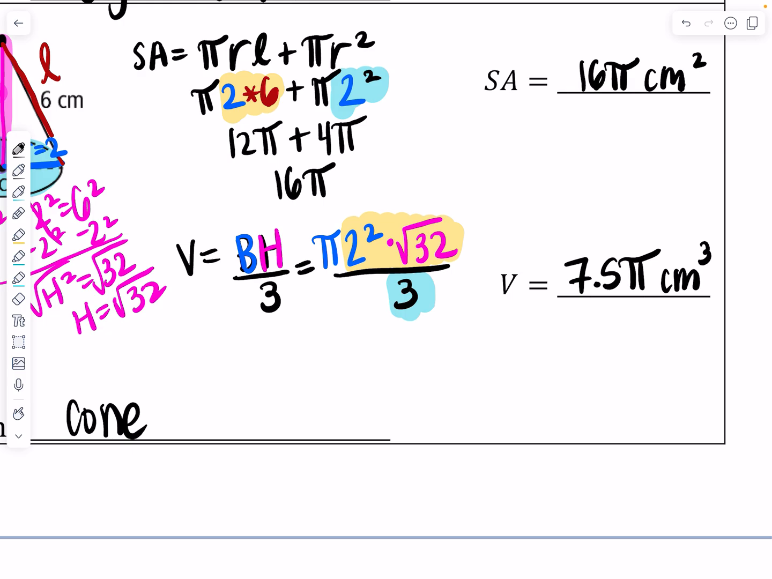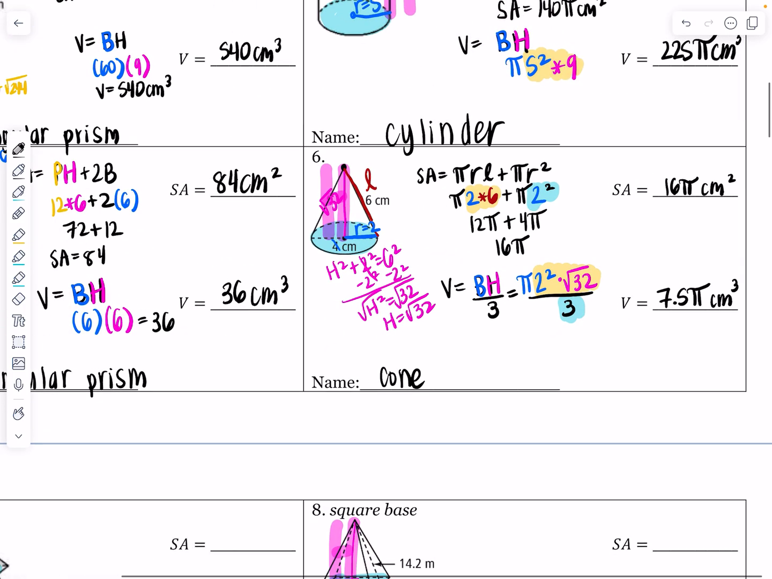Okay. If you went ahead and rounded that root 32, what would that be? Square root of 32. If you went ahead and typed that in, that would be about 5.7 if you rounded that to the nearest tenth. If you do that, your answer is going to be 7.6 pi instead. But for my class and for my students, we tried to round at the very, very, very end.